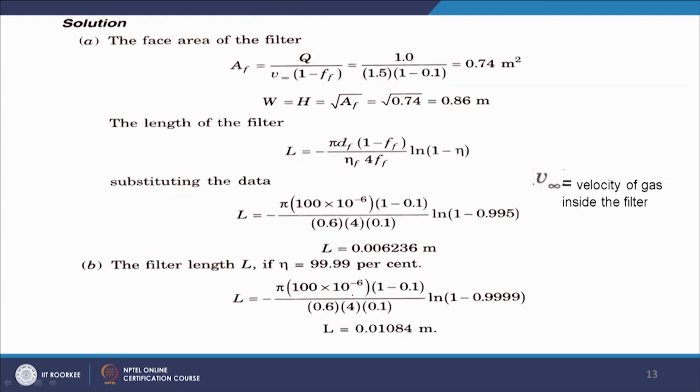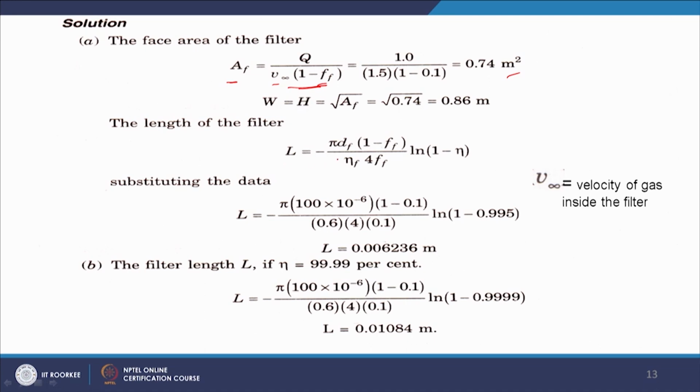So, this is a problem of bag filter, and we know that face area of the filter, that is equal to AF, that is volumetric flow rate, divided by V into 1 minus F. 1 minus F f is the fraction of the cross sectional area; if we multiply A f into 1 minus F f, that will be the cross sectional area free, not occupied by the fibers, through which the air will pass. So, multiply it by velocity, then that will be the volumetric flow rate. So, that is equal to 1 divided by 1.5, because this 1.5 meter per second is given, this is the velocity, into 1 minus 0.1. So, 0.74 meter square, we are getting the face area of the filter.